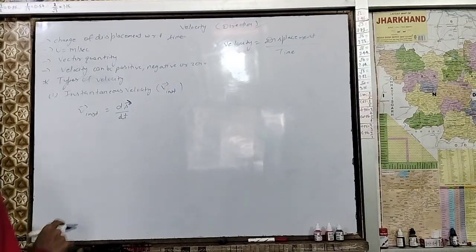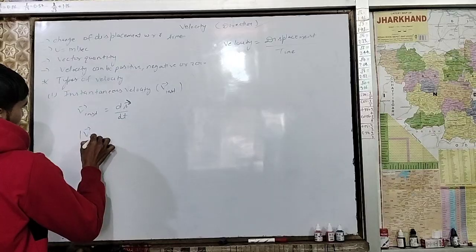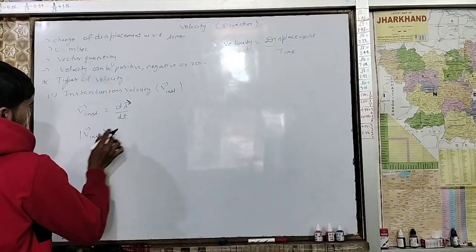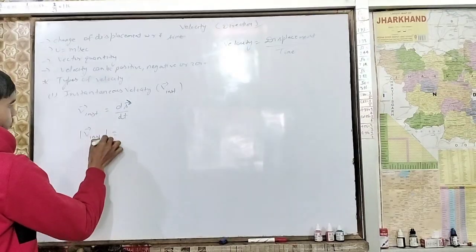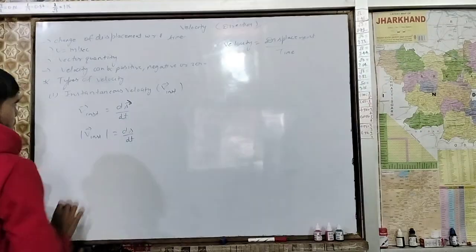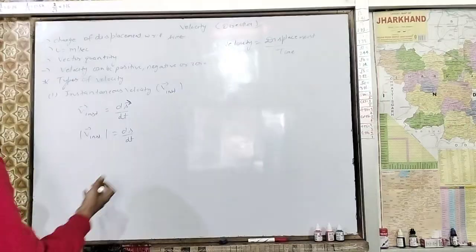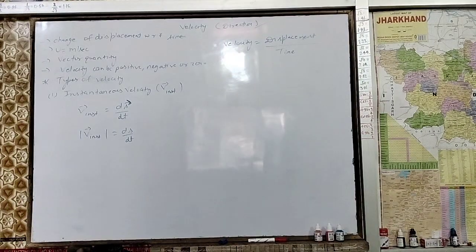But when it comes to only magnitude, then we use a mod, and the work of a mod is to remove the arrow. This will become ds upon dt. That is, the magnitude of v instantaneous will be equal to ds upon dt. The work of mod is to remove the arrow. That's it.